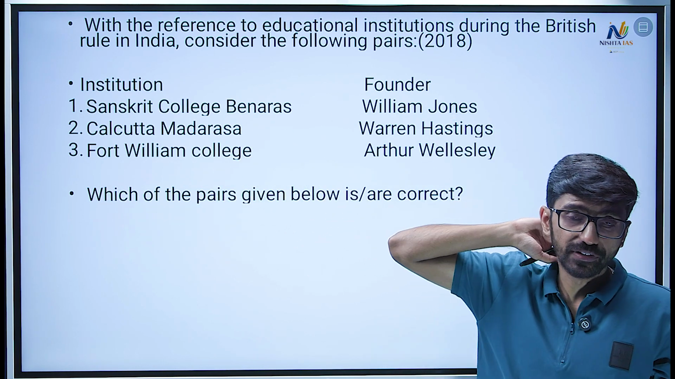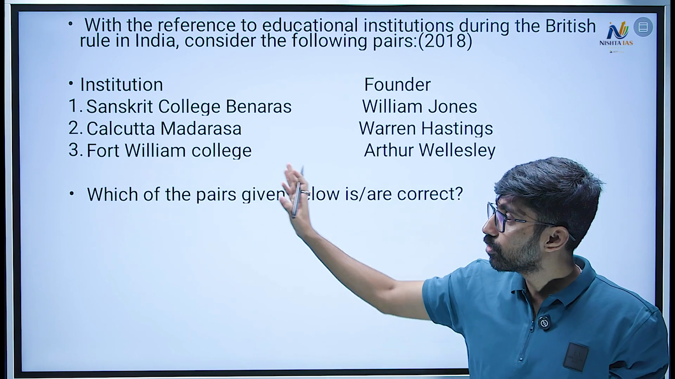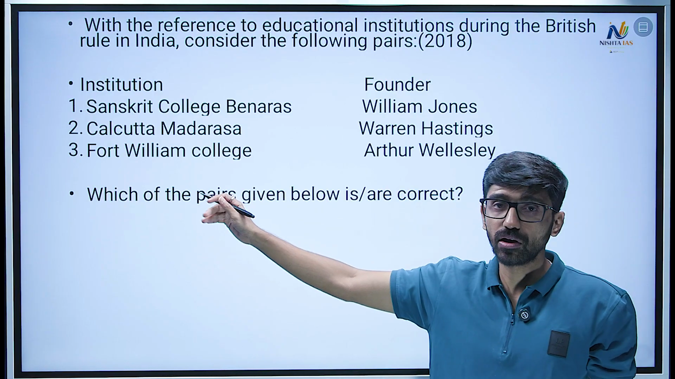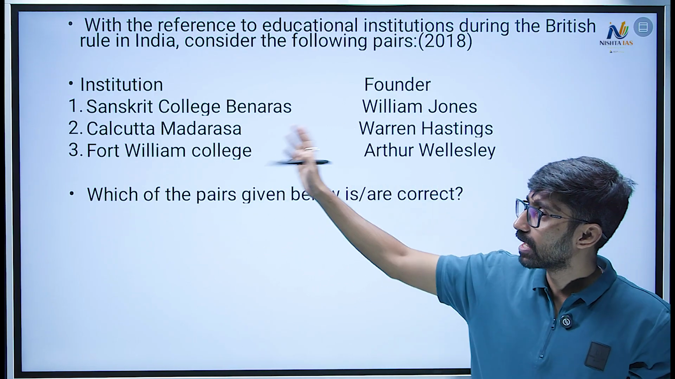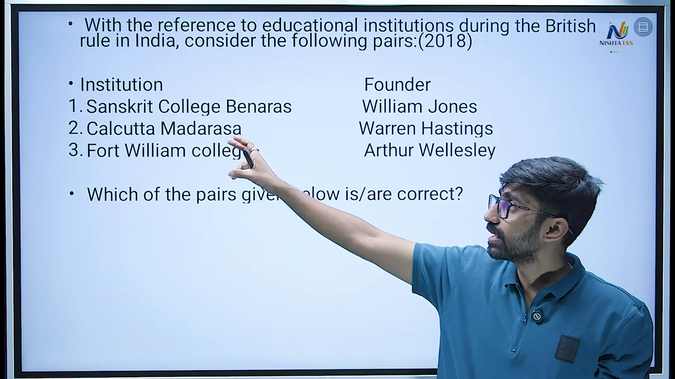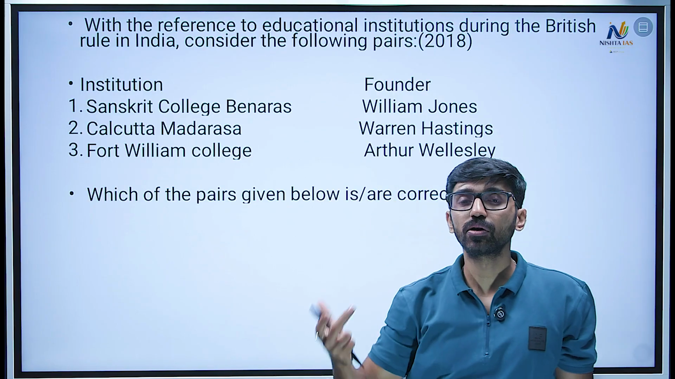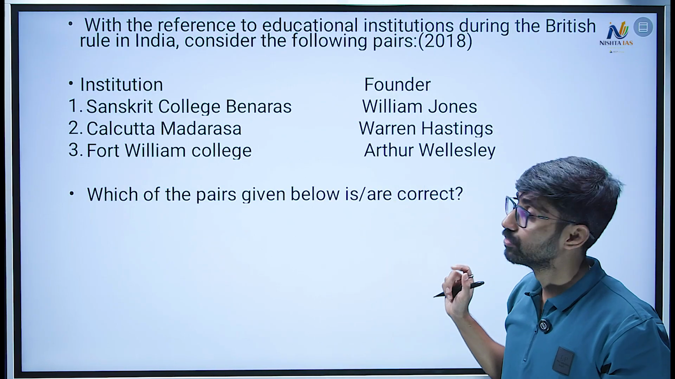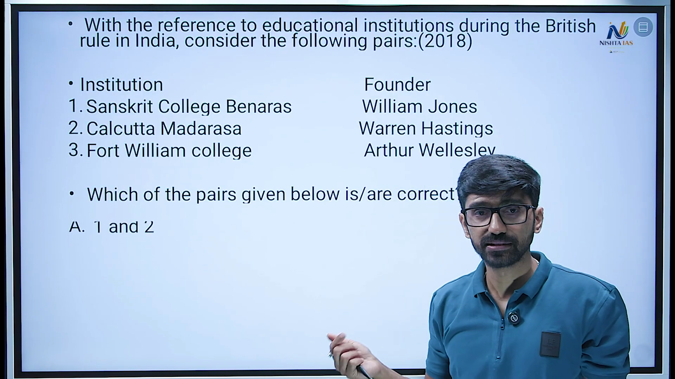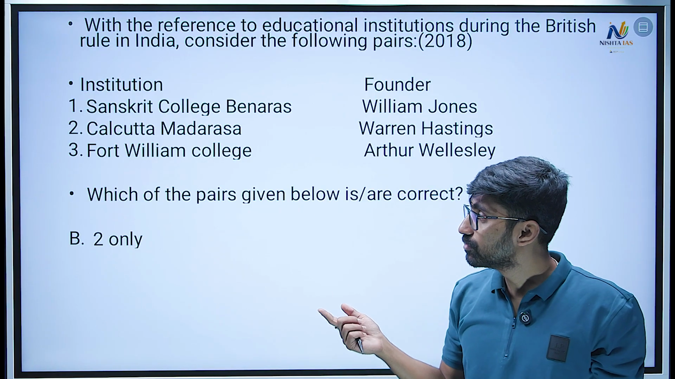That question was asked in 2020 prelims actually. So Fort William College is a civil services training college started by Wellesley. Calcutta Madrasa, Warren Hastings, is correct. Sanskrit College, Benares, was by Jonathan Duncan, not William Jones. William Jones is different; that is the Asiatic Society of Bengal. So which pairs are correct?